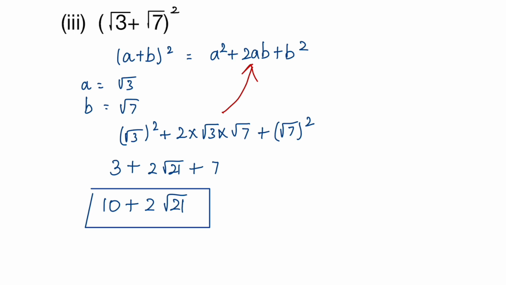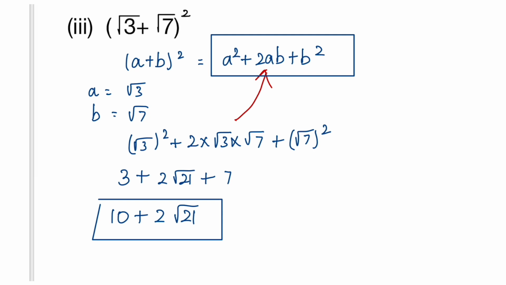Okay, root 3 plus root 7 the whole square can also be written as 10 plus 2 root 21, and that is the simplified form of this question. We have used this formula, a plus b the whole square, right? I think it's quite popular, I don't have to explain it much.